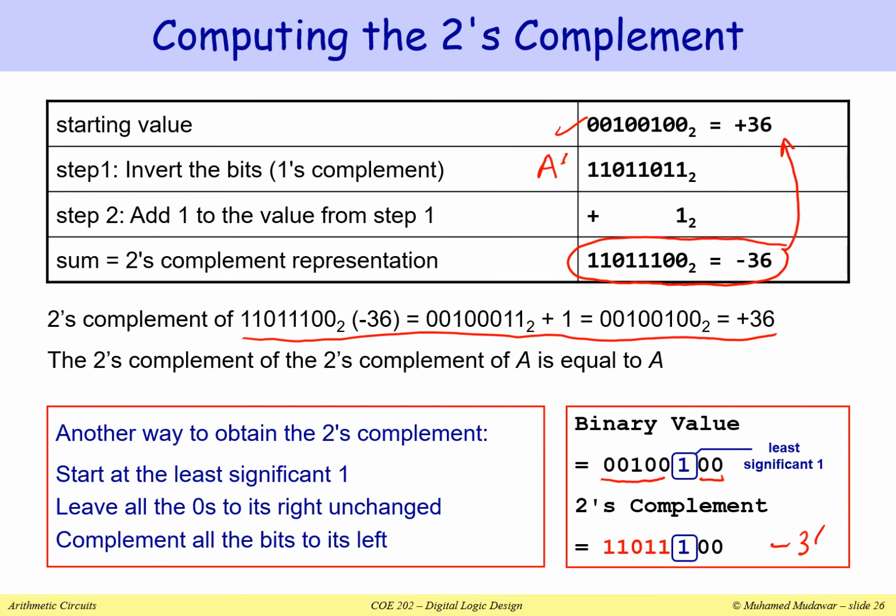If you take the 2's complement of negative 36, this will take you back to plus 36. You go back to the first number. So that's nice, okay? That's an easy way to obtain the 2's complement of a number without taking the 1's complement and adding 1. That is a quick way of obtaining the 2's complement.